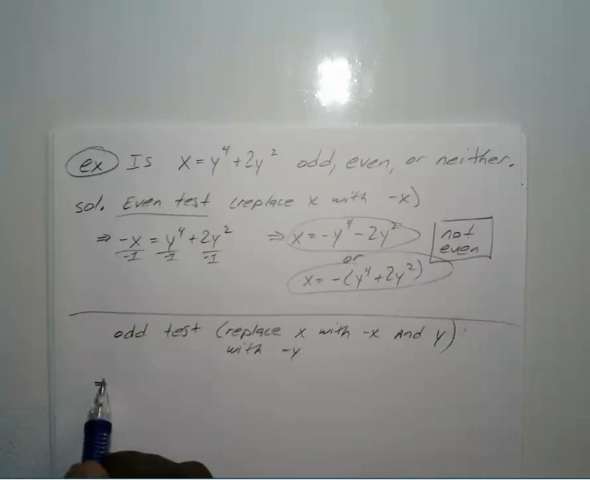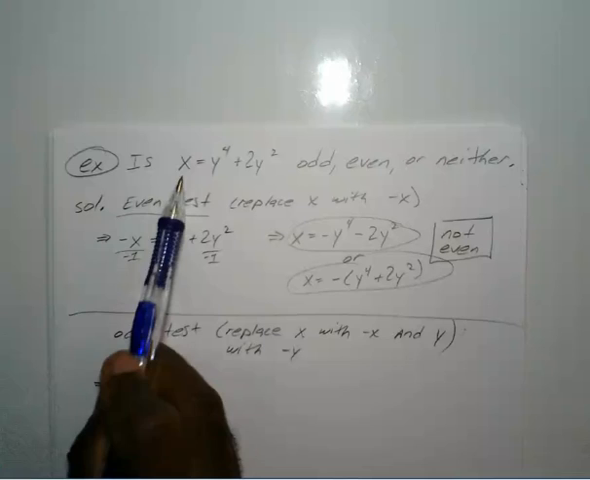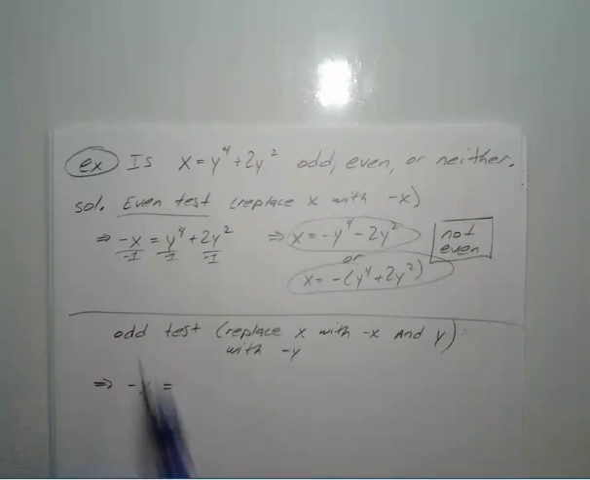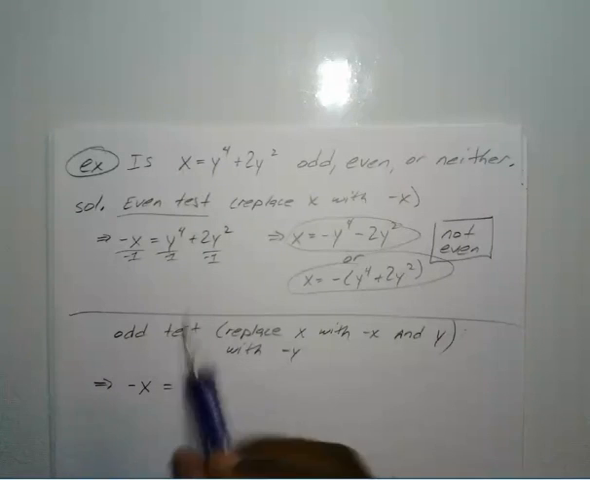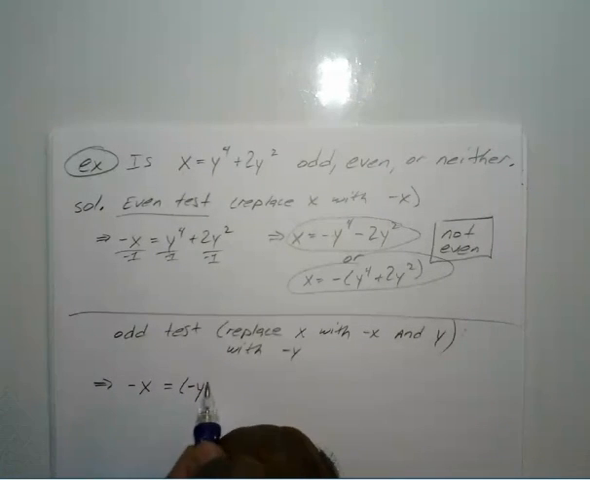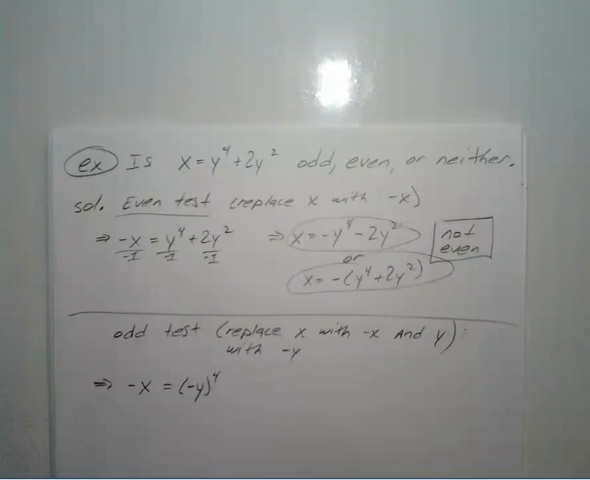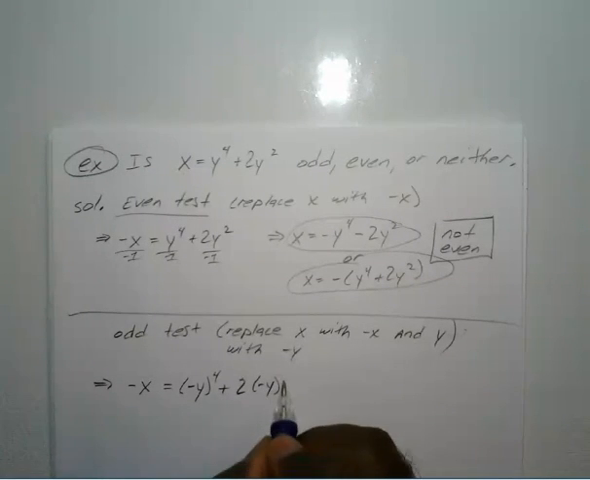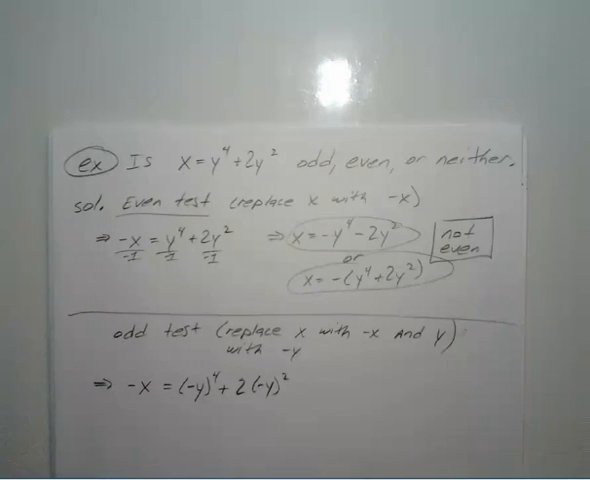All right, so if you have an odd test, we're going to replace that x with negative x. So you have negative x equal, that y is replaced with negative y. So you have negative y to the fourth plus 2 times negative y squared. So kind of box that out a little bit so it's not confusing anything. Okay, so we replace x with negative x and y with negative y.